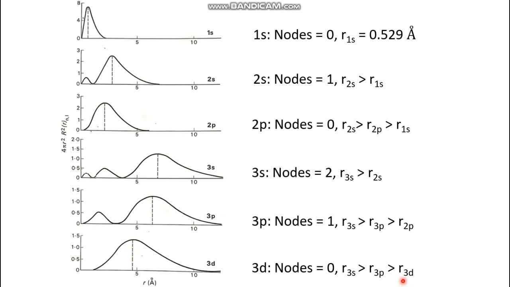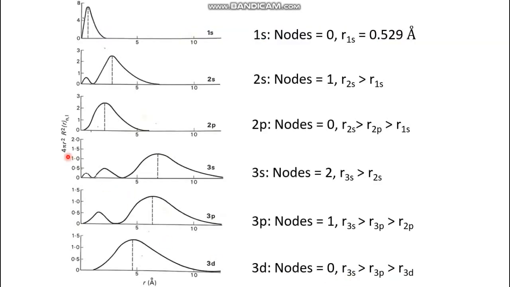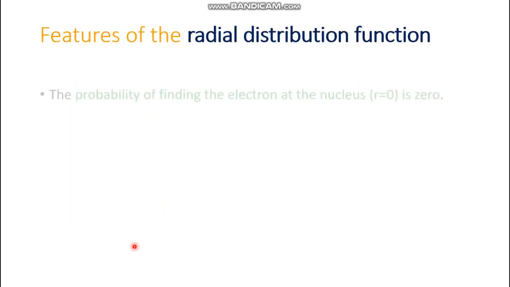Therefore, we can conclude that the radius of the 3d orbital in 3 dimensions is less than that of the 3p orbital, which is further less than that of the 3s orbital. Now, what about the features of this radial distribution function? Before that, we can show you one more thing. This is 4 pi r square into square of the R function. So we have derived this as the radial distribution function. Okay, so now its features.